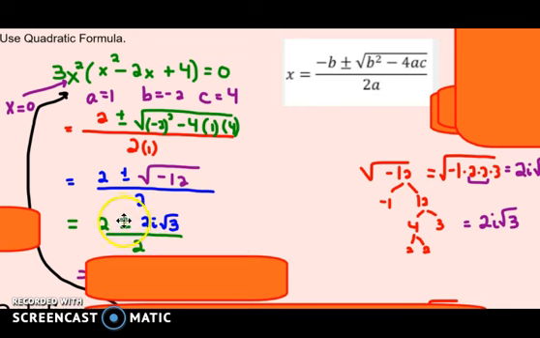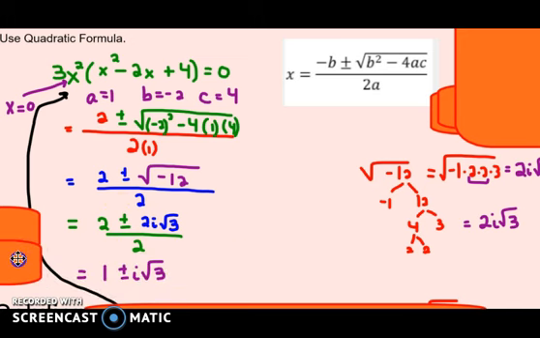So I get 2 plus or minus 2i square root of 3 over 2. So I get 1 plus or minus i square root of 3. That's 2 answers. And then this is 2 answers, so that's a total of 4 answers.